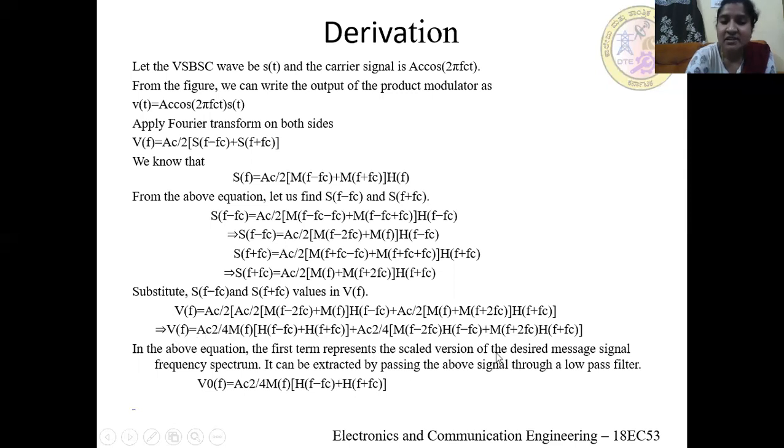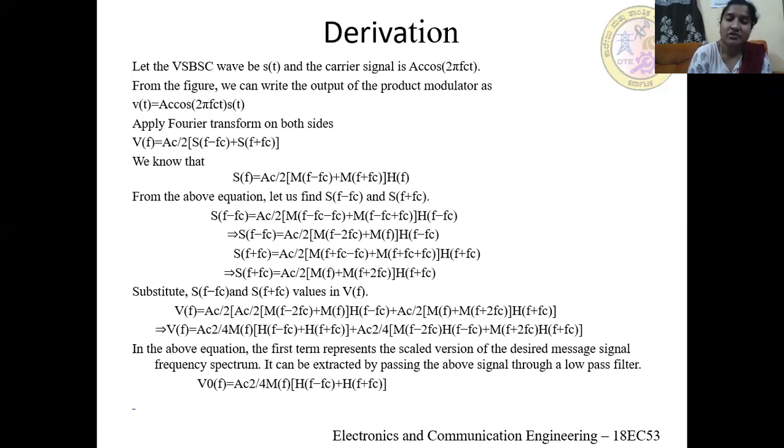So if you pass this, here it consists of a first term that represents the scaled version of the desired message signal. Because we know that the message signal is represented as H of f minus fc plus H of f plus fc, M of f. So M of f is the message signal. The scaled version of the desired message signal can be extracted by passing the above signal through a low pass filter.